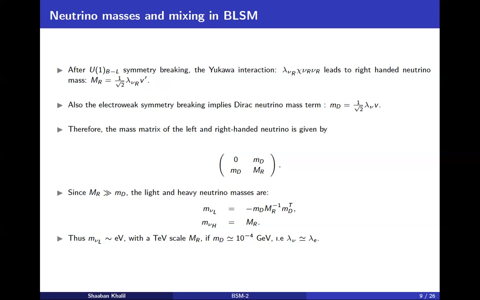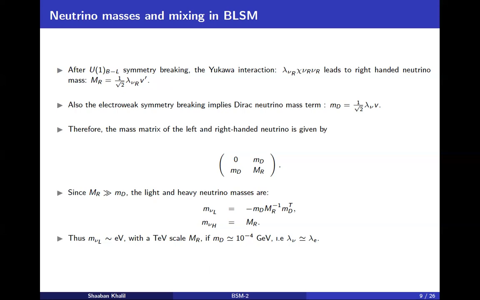And why are we interested in this term? Because when chi gets a vacuum expectation value, the right-handed neutrino will acquire mass. The right-handed neutrino itself gets a mass through the Higgs mechanism, with the B minus L symmetry breaking. Chi gets a VEV, then the mass of the right-handed neutrino will be lambda nu right times V prime.